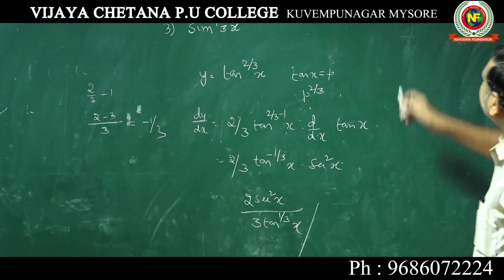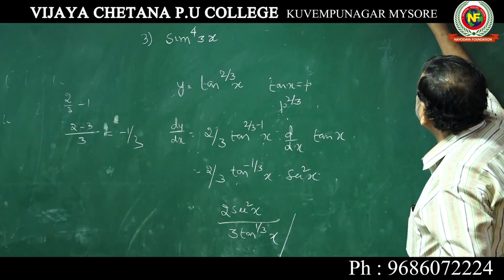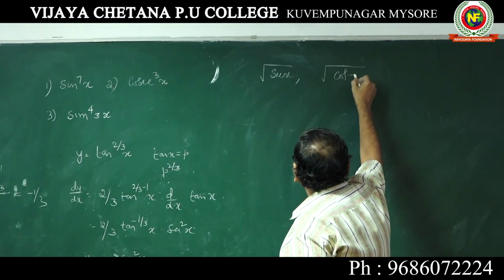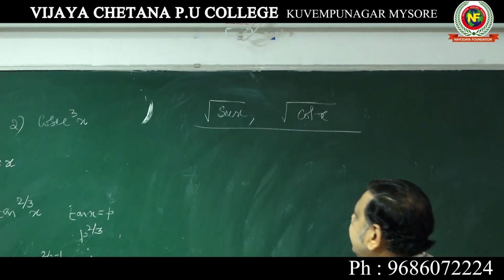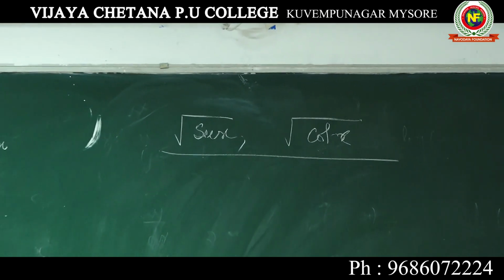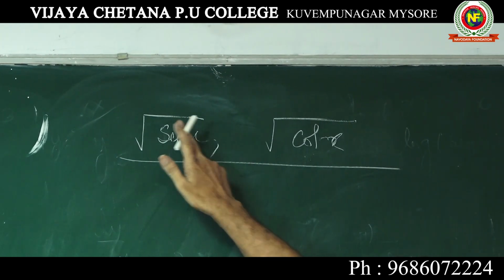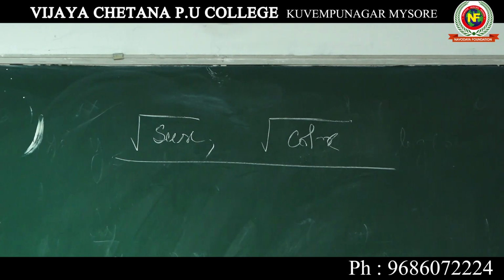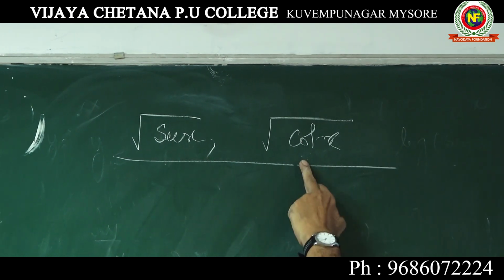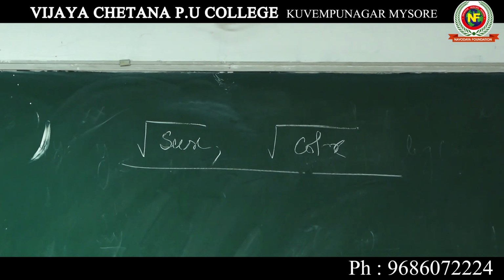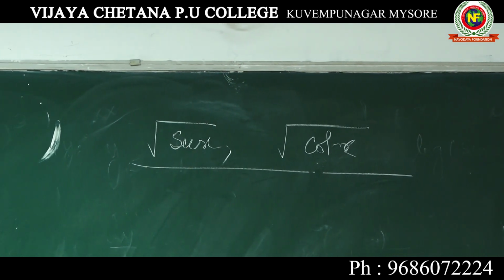Now you can do root of secant x and root of cot x. These two problems you can do at home. Putting secant x as p, root p, it is 1 by 2 root secant x into d by dx of secant x. Here it is 1 by 2 root cot x into d by dx of cot x. You will get the answer. Try to do it at home.